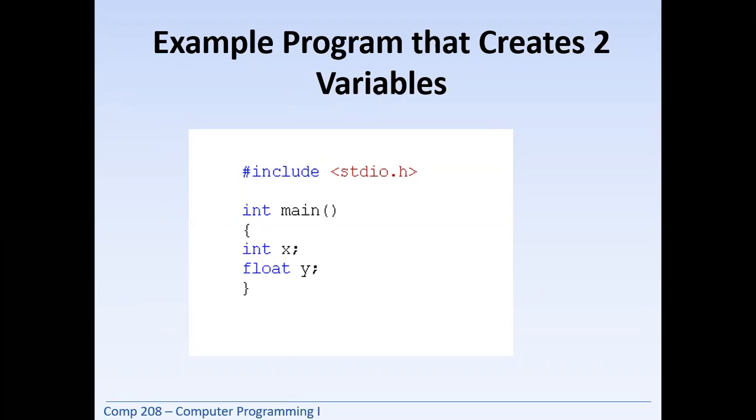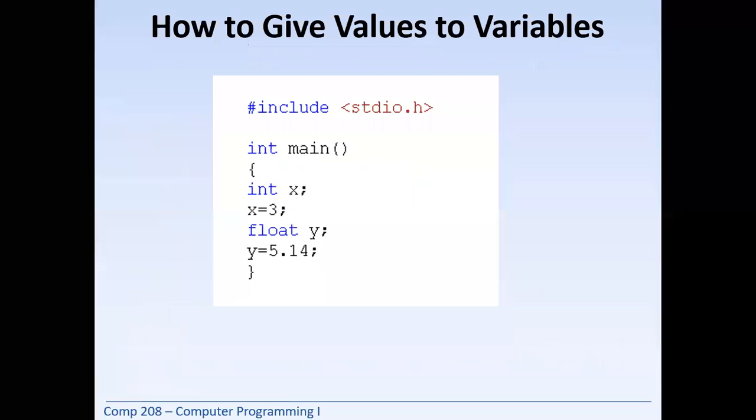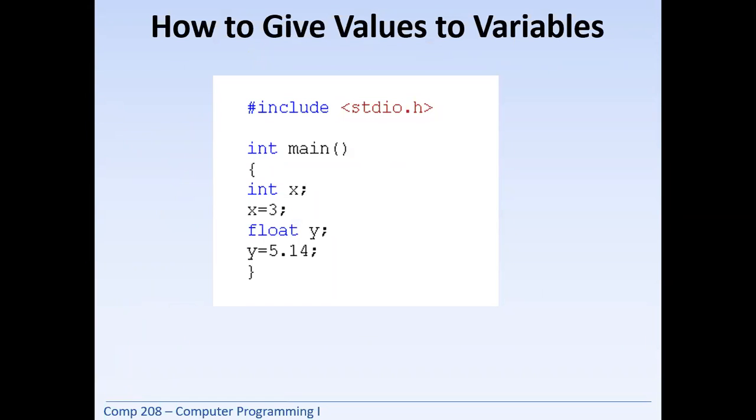Example here: int x, semicolon, float y, okay? Now, I can initialize the value of any variable I want. So, example here: int x, semicolon, x equals 3, semicolon, float y, semicolon, y equals 5.14.